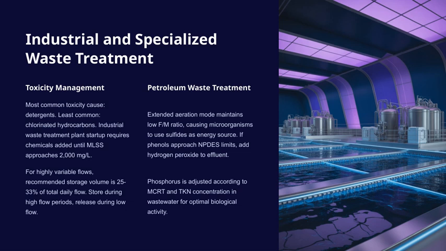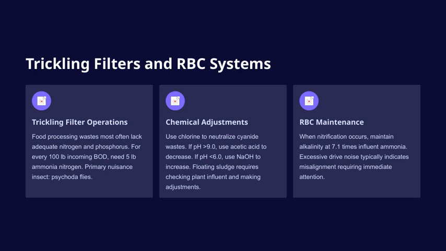This adjustment ensures optimal biological activity and efficient nutrient removal, which is key to maintaining a healthy treatment system overall. Now, let's talk about trickling filters and RBC systems. First, trickling filter operations. It's important to remember that food processing wastes often lack enough nitrogen and phosphorus, which are essential for biological treatment. Specifically, for every 100 pounds of incoming BOD, you need about 5 pounds of ammonia nitrogen to support microbial activity. One common nuisance insect we see here is the psychoda fly, which can become a problem if conditions aren't managed properly.